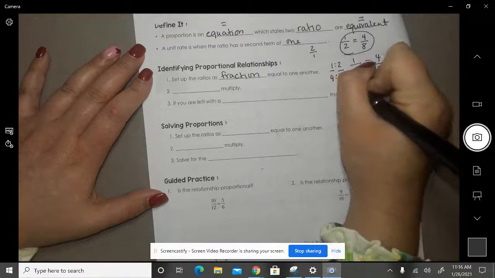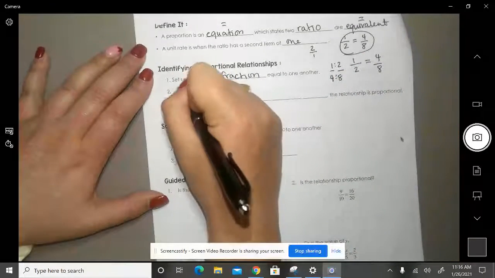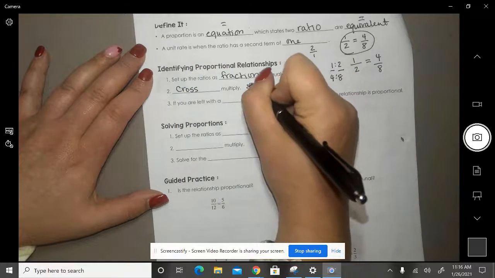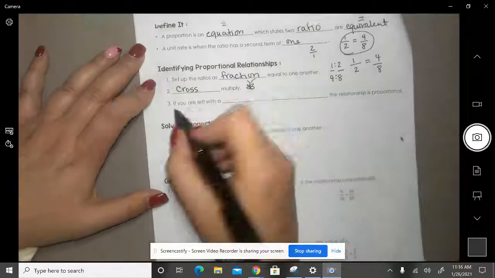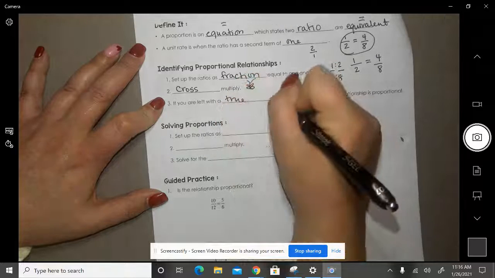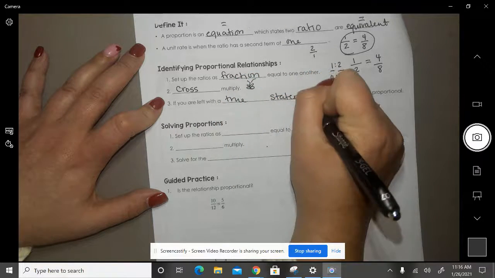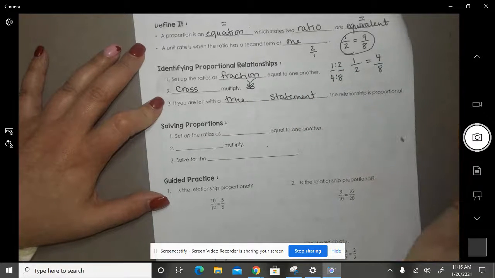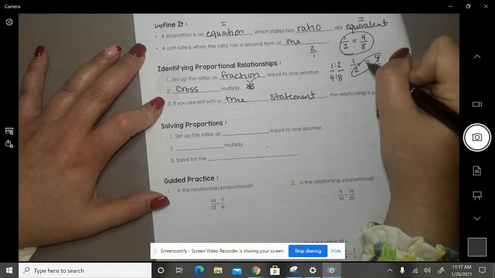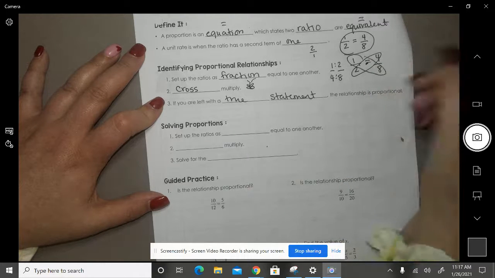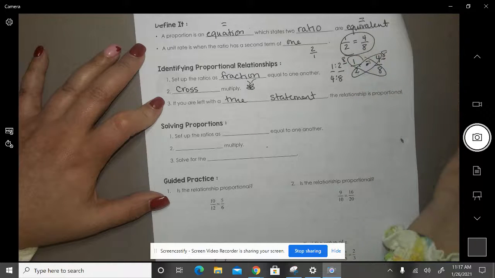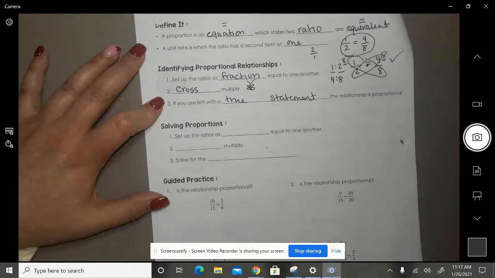If I had 4 to 8, this would be our second one. Then we're going to cross multiply. This is our butterfly method. And then if you are left with a true statement, then the relationship is proportional. So meaning, if I cross multiply here, then 2 times 4 is 8, and 8 times 1 is 8. If these two numbers are equivalent to one another, then they are proportional.